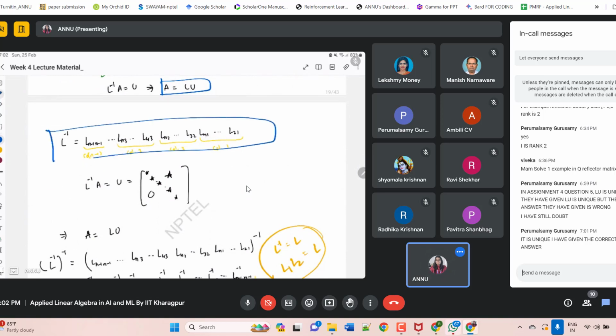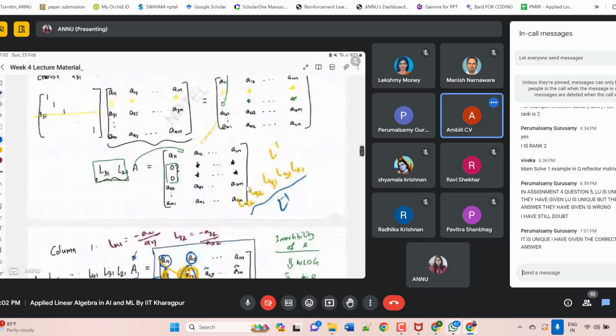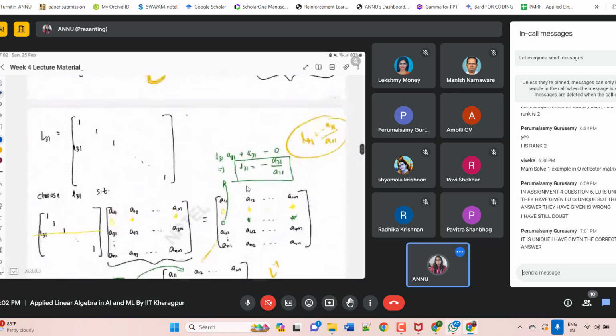Ambili, are you getting this point? You were having the doubt in this LU decomposition, why we are doing this and how we are doing. Are you getting that point? No, ma'am. You are not getting? Okay, let's go one by one.